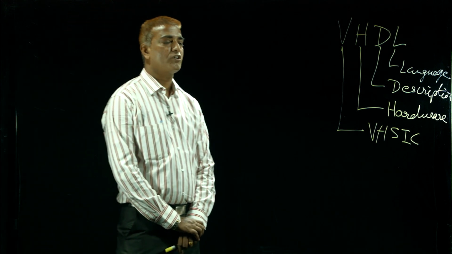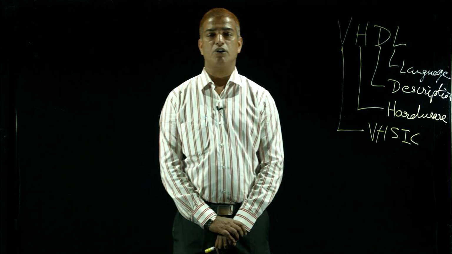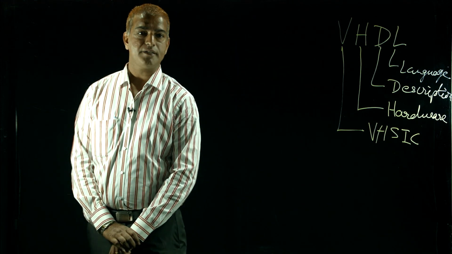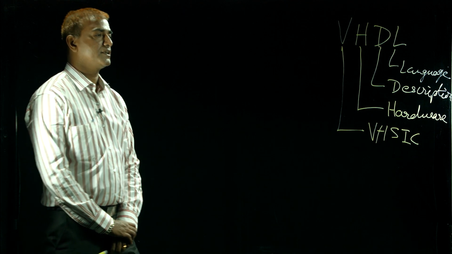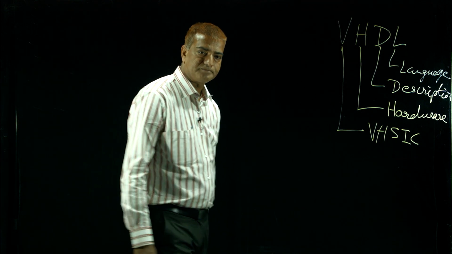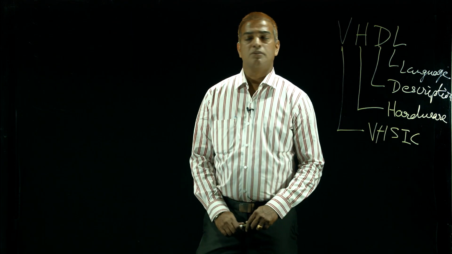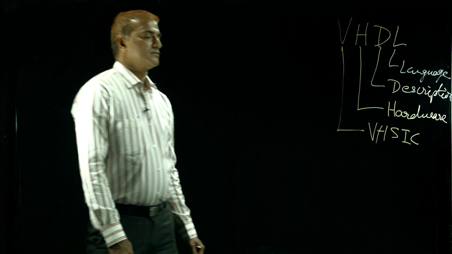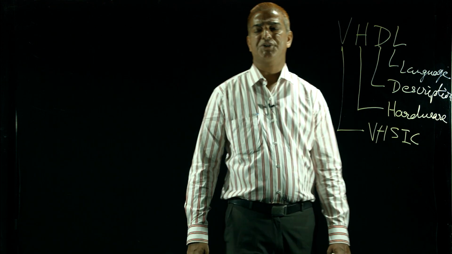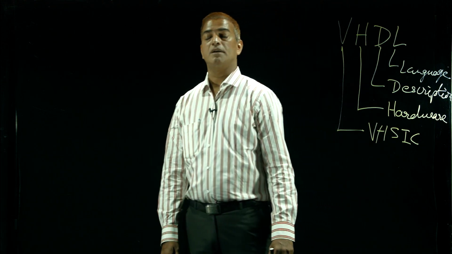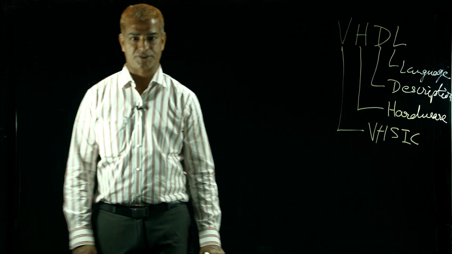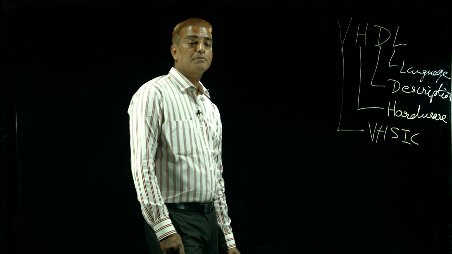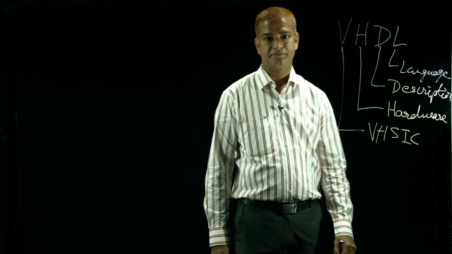Once again, the full form of VHDL: V stands for very high speed integrated circuit, H stands for hardware, D stands for description, L stands for language. For students to initially read for this course, the preferred basic book for learning VHDL is VHDL Primer by J. Bhaskar, and apart from that, an advanced book is VHDL Programming by Douglas Perry.